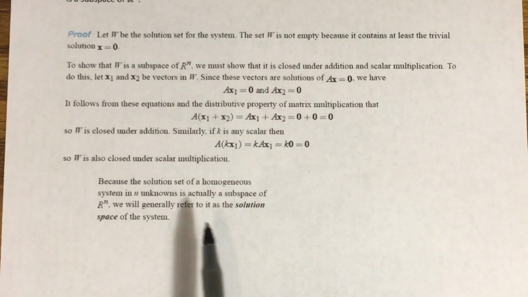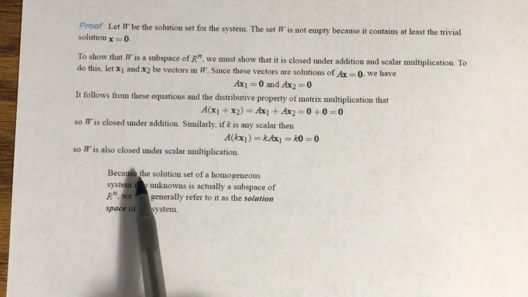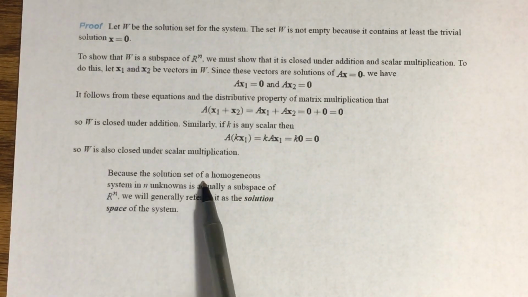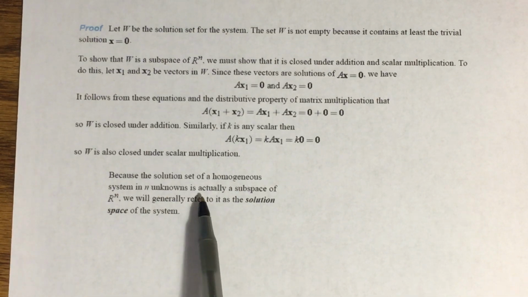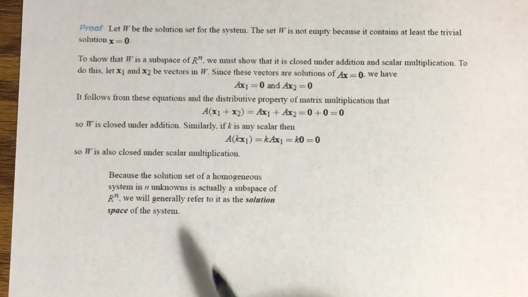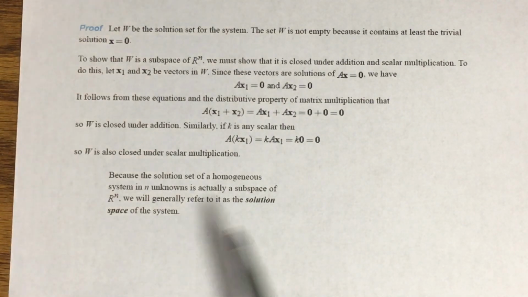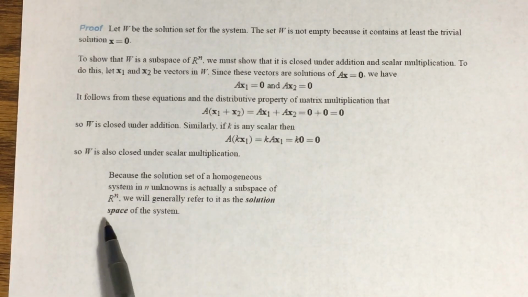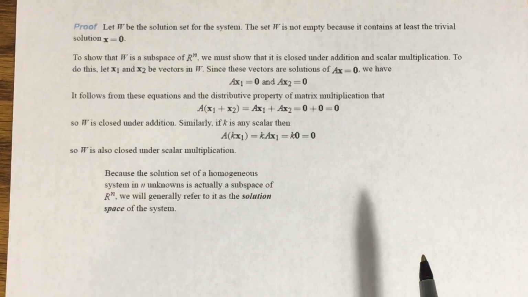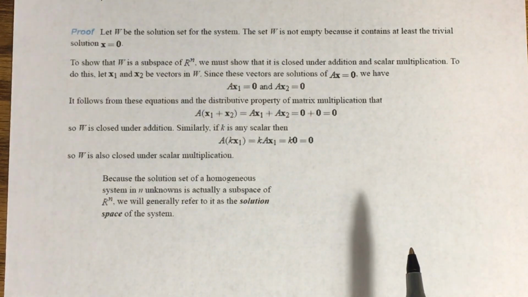Okay? What that tells us is that the solution set of a homogeneous system in n unknowns is always a subspace of Rn, and because it's always a subspace, we now are going to refer to solution sets for homogeneous linear systems as solution spaces. Okay, now a little bit on solution spaces.